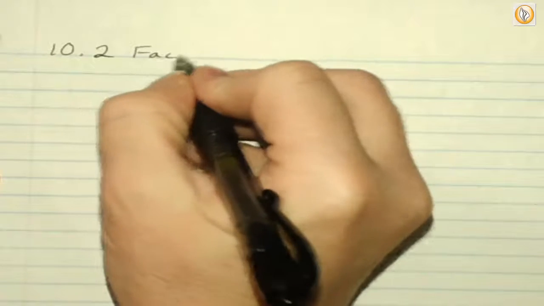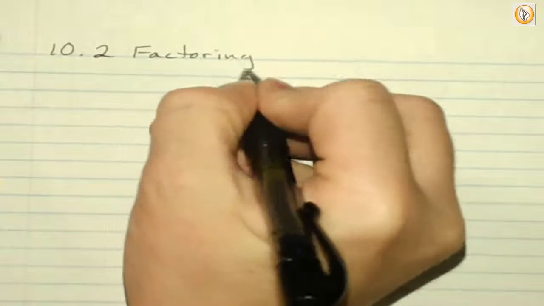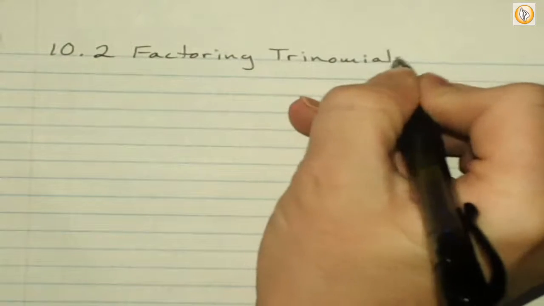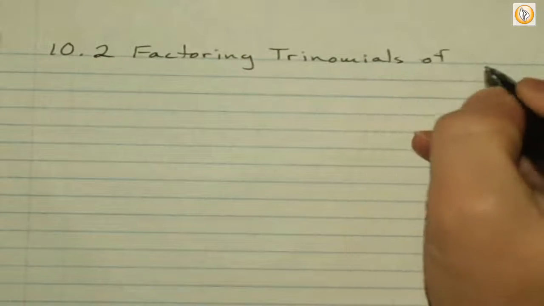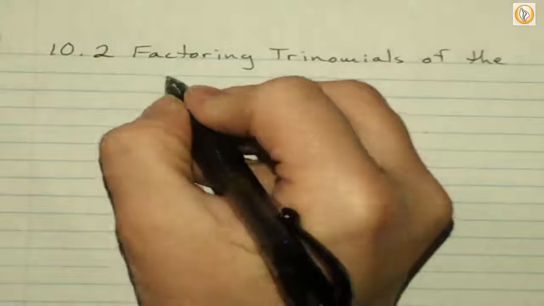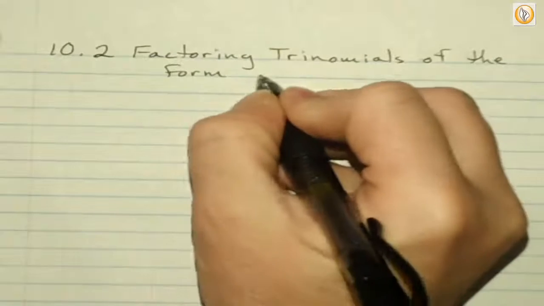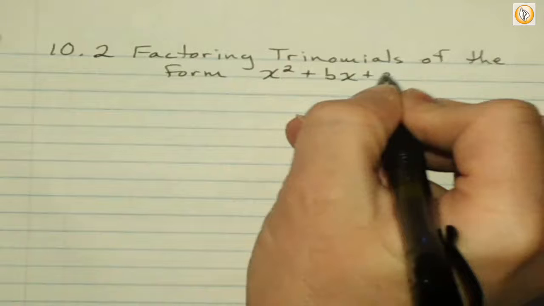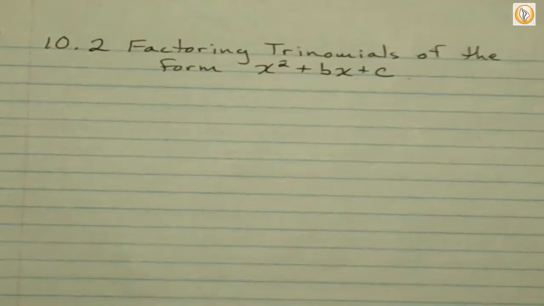No, we haven't. 10.2, we are going to be factoring trinomials of the form x squared plus bx plus c. All right. Factoring trinomials of the form x squared plus bx plus c. Need you guys to be awake for this, okay?